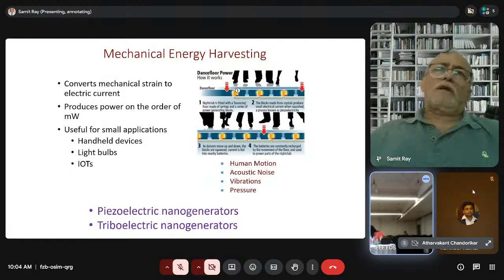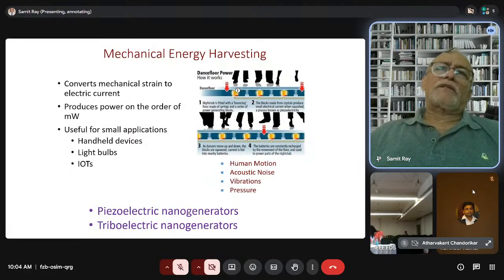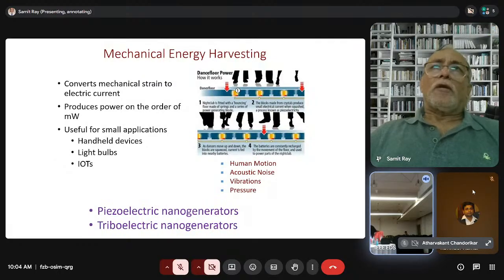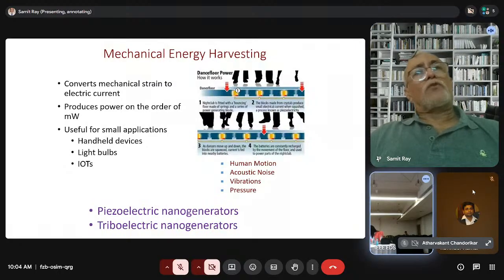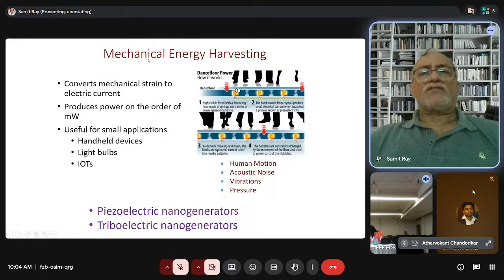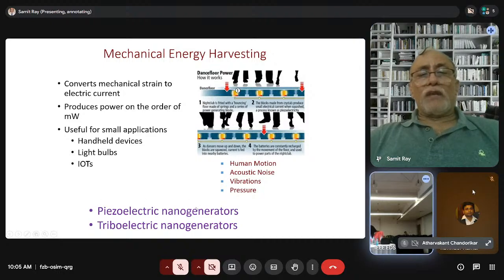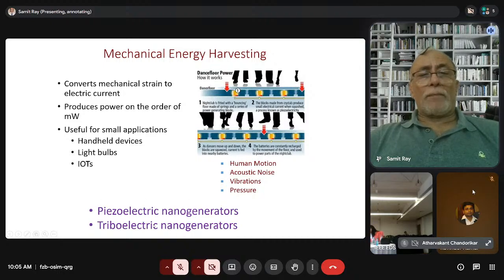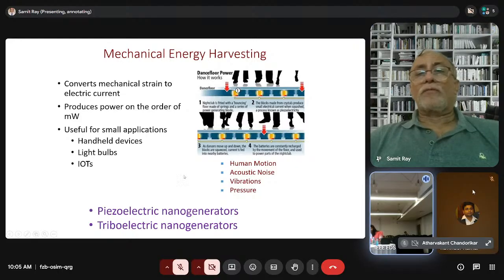So we know that you can make solar cells, you can make some other devices for generating energy. But there is also a much easier way to generate energy, by a process called mechanical energy harvesting. This energy is always lost. This can be done either by using piezoelectric materials or triboelectric materials.